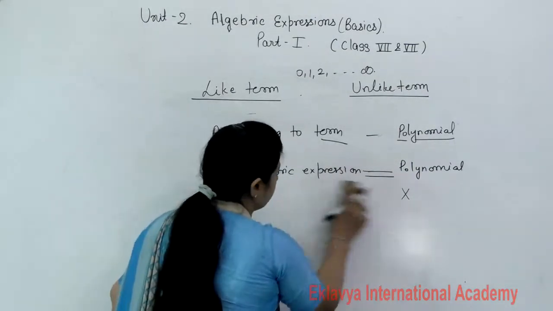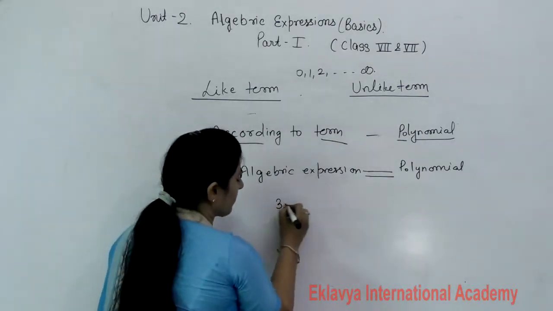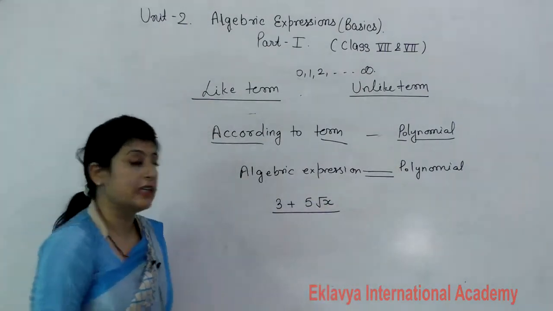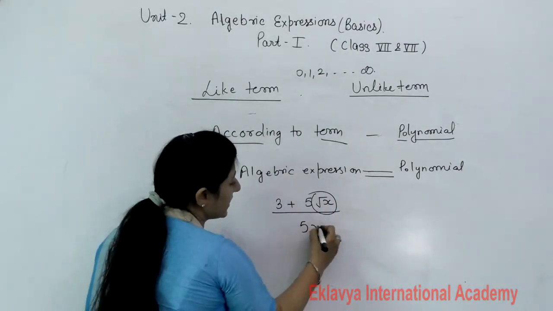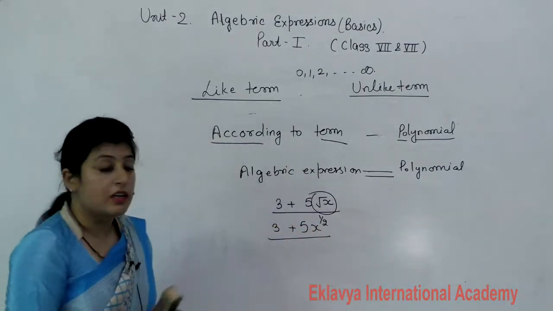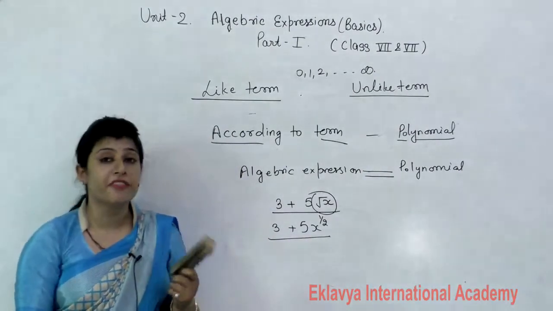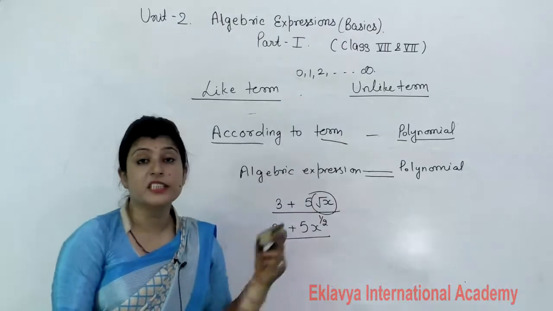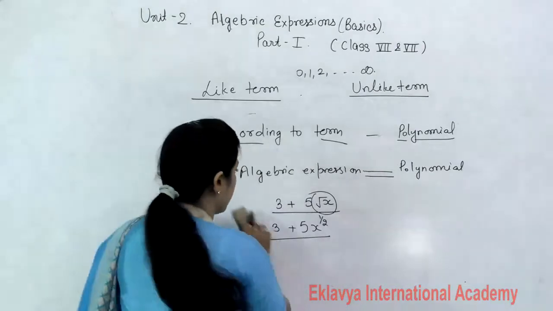Any other thing? See, is this a polynomial? What is the meaning of this root x? If you know, then it means that the power is 1 by 2. Is it a whole number? No, it is not a whole number, it is a fraction, or we can say a rational number. So this given expression is not a polynomial. See the next thing.